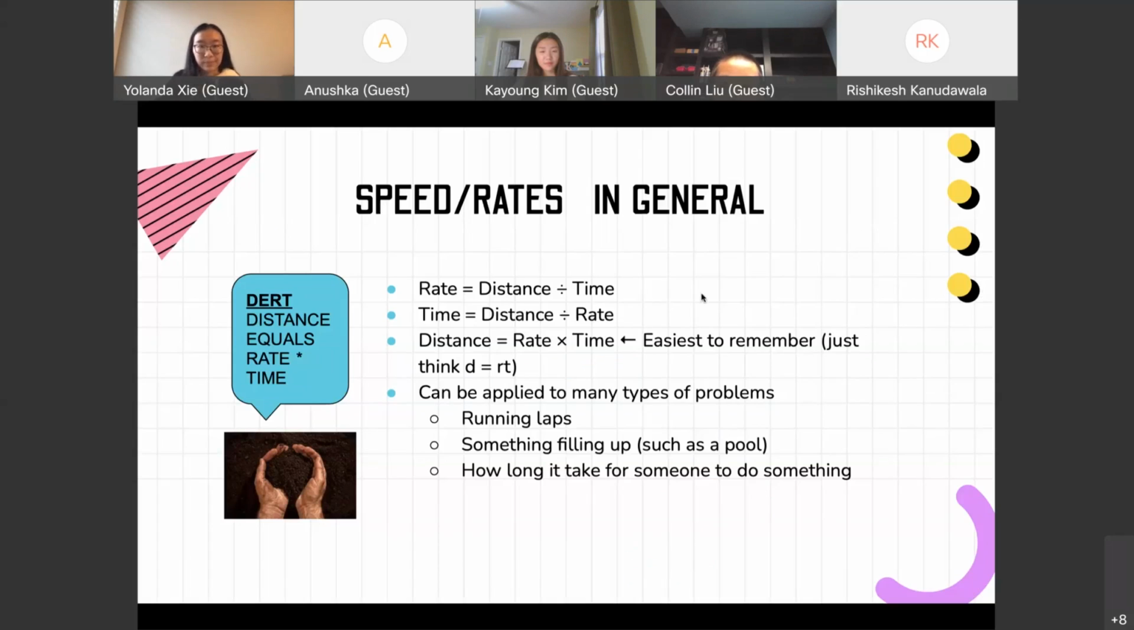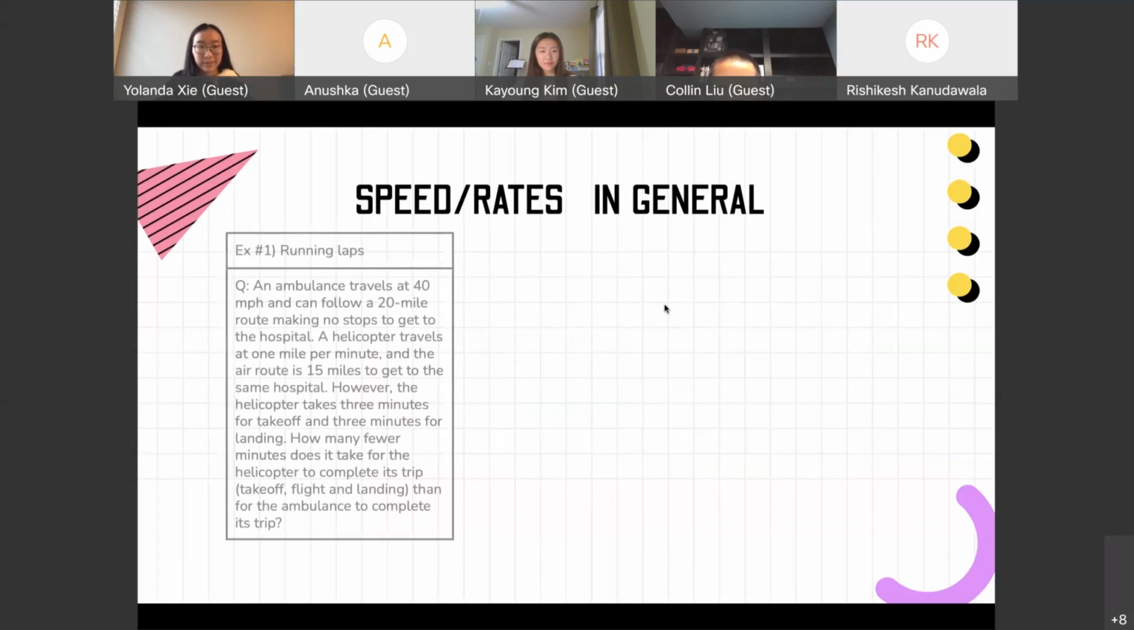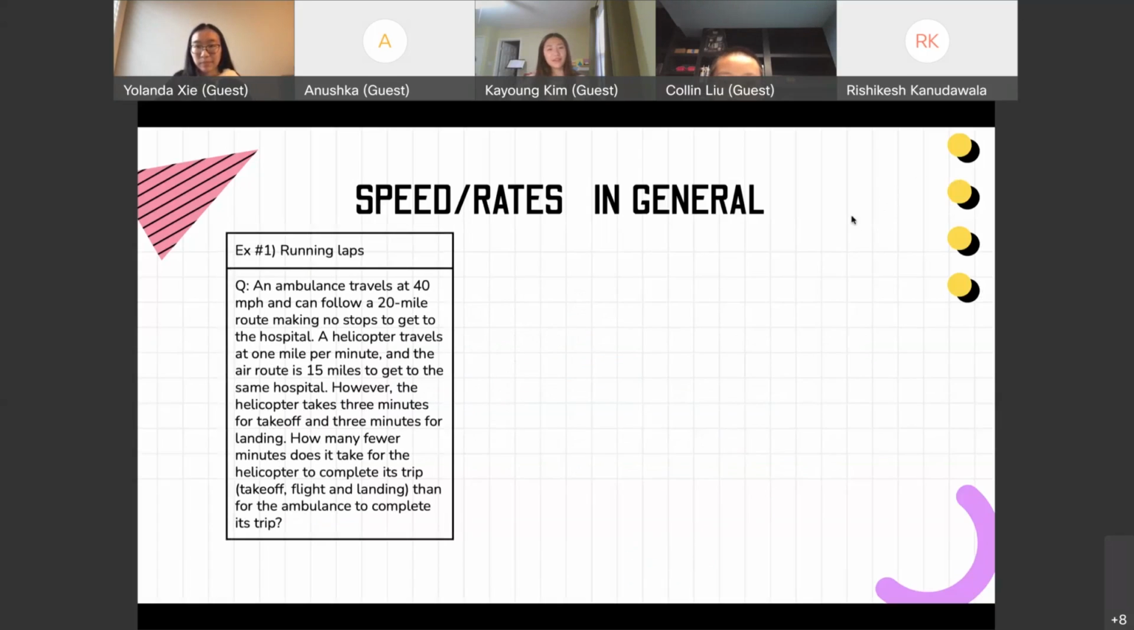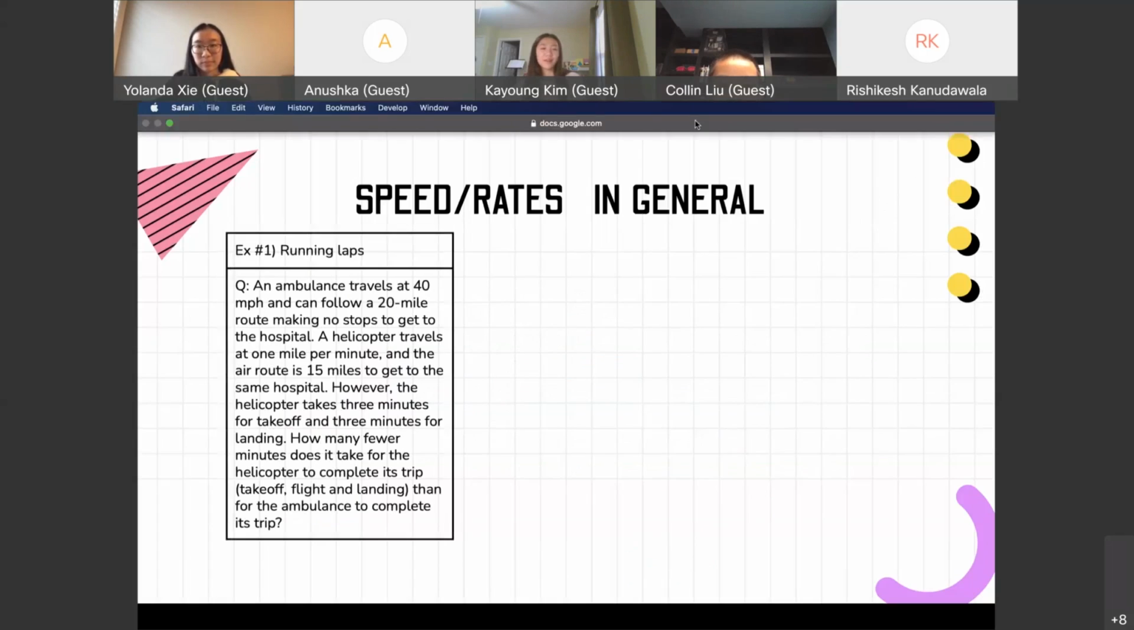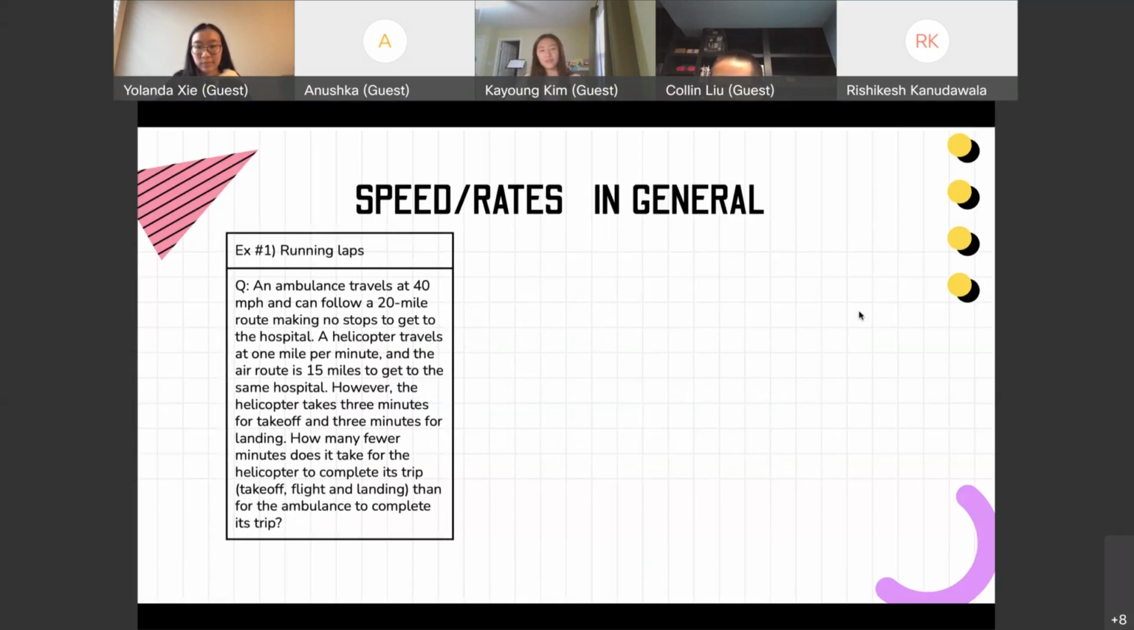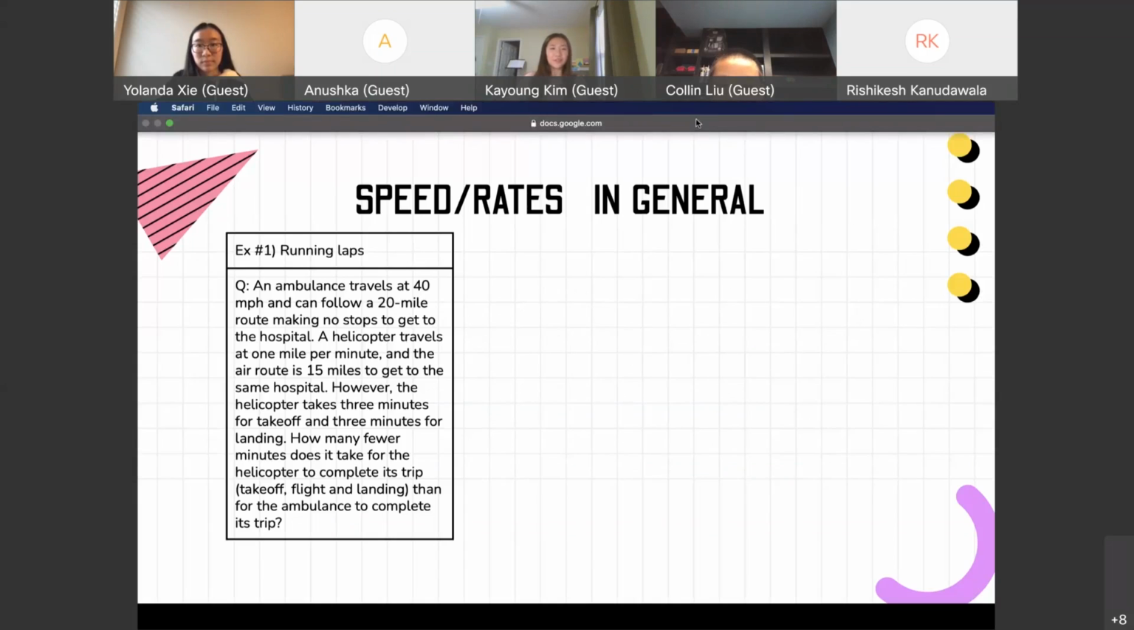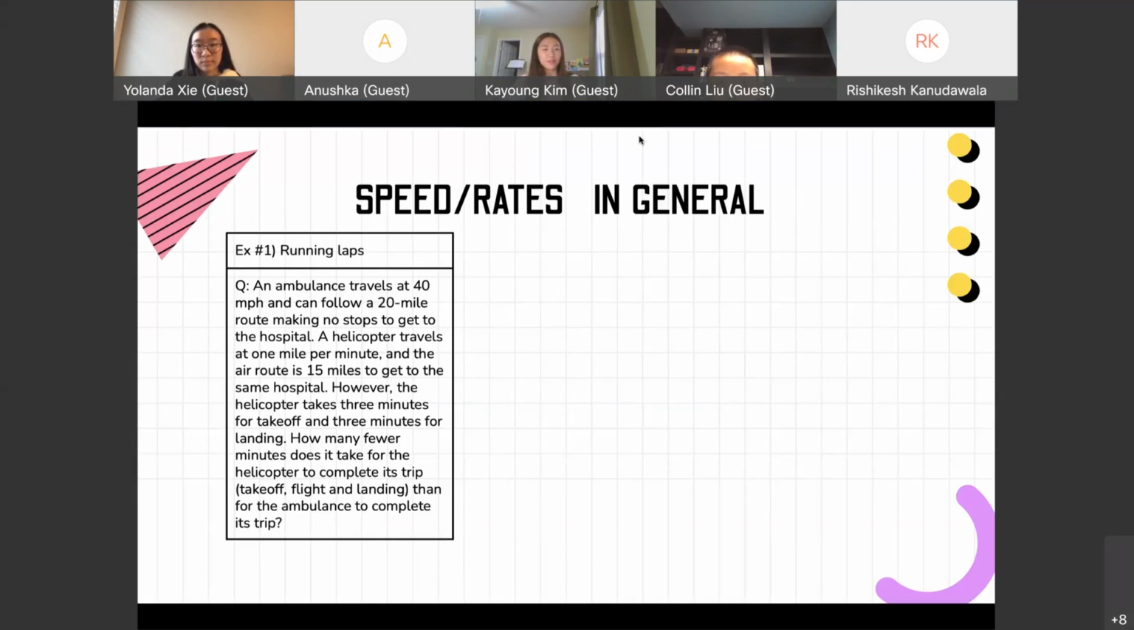Okay, let's continue. Kayang will go into the problem. Math Counts and other competitive math exams like AMC love to ask about these types of problems, and they can be really confusing. They like to just change the numbers a little bit and give the same problem. One of them is running laps. This one isn't exactly running laps, but it's also related to speed.